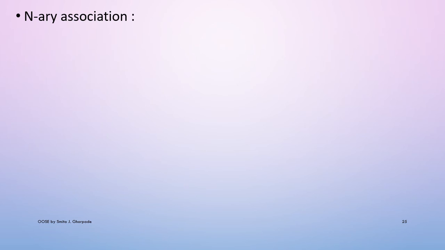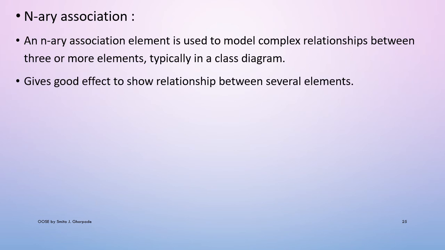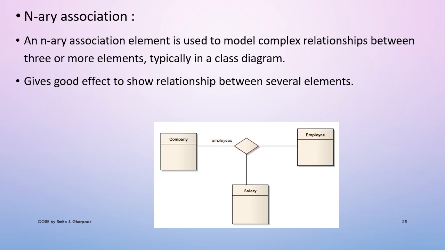Now third type of association, n-ary association. An n-ary association element is used to model complex relationships between three or more elements in a class diagram. It is not a commonly employed device but can be used to good effect where there is a dependent relationship between several elements. It is generally used with an association connector, but the relationships can include other types of connectors also.